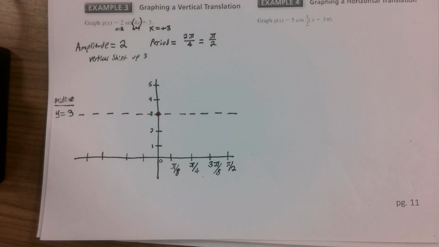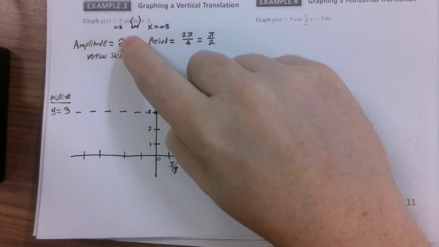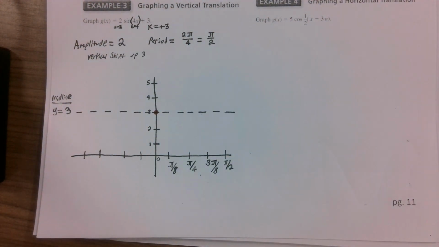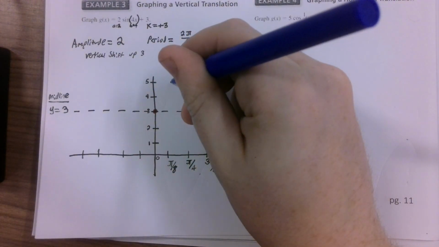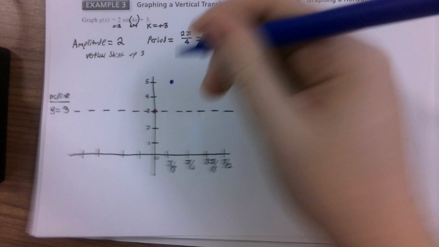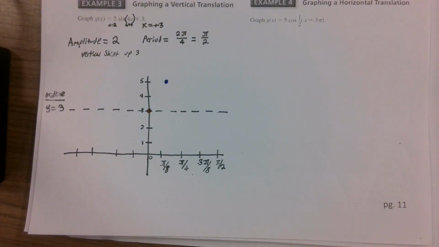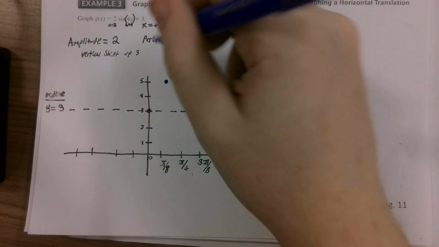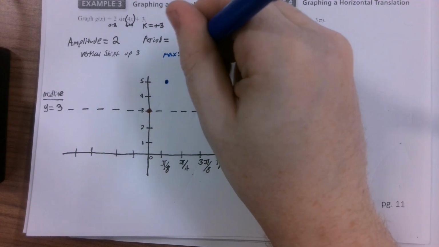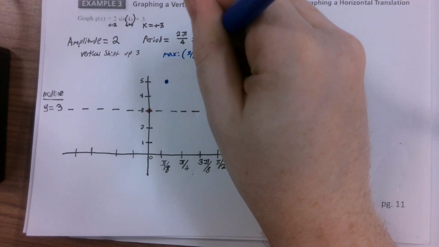From here, we just graph the same dang parabola. Or not parabola, sine wave. I'm used to doing parabolas with my Algebra 1 students. But keep in mind that our amplitude is 2. So we don't just go 1 up when we try to reach our new maximum. We go 2 up. If our starting point's at 3 and we go 2 up, that means our maximum is at 5. So let's write down our maximum at pi over 8, comma 5.